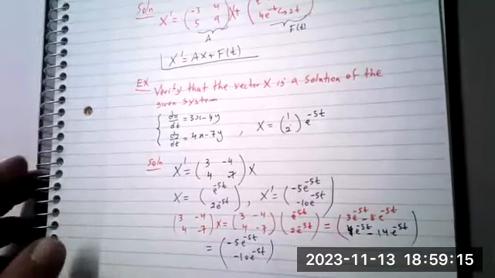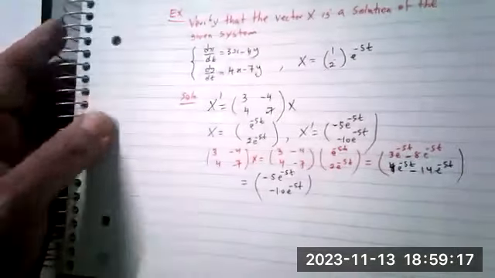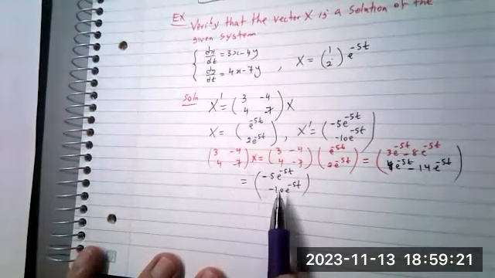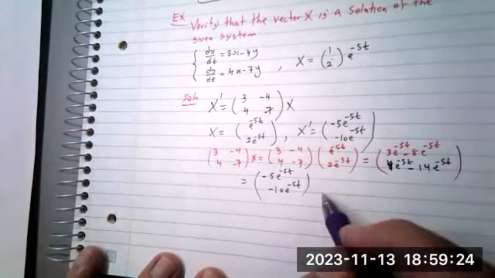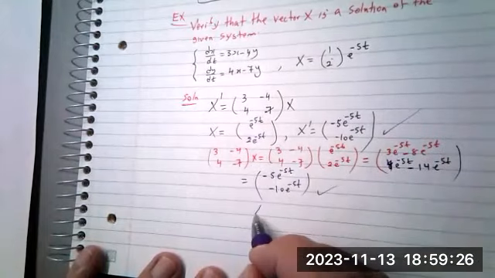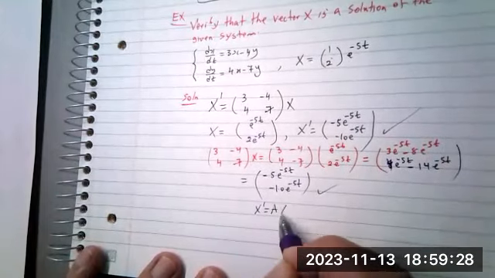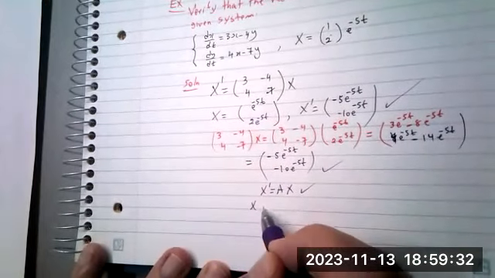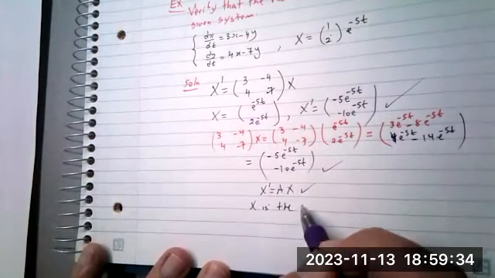As you can see, all of them are the same. So Ax is equal to x prime. So we prove that yes, x prime equals A times x, and x is the solution of the system.